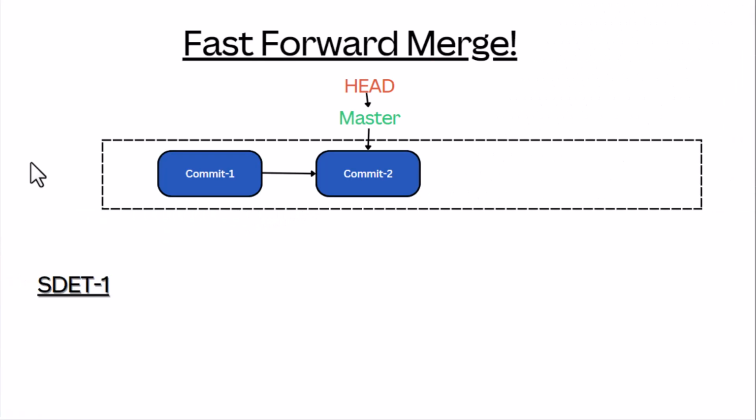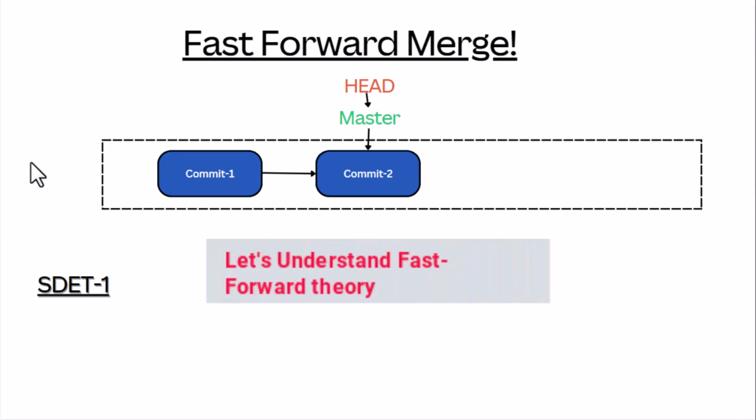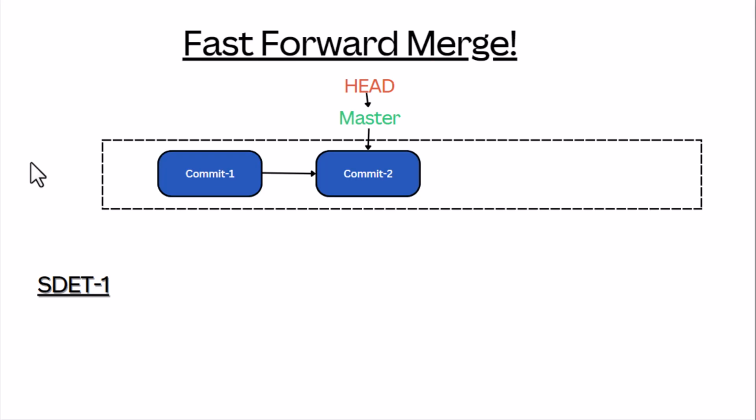Let's understand now how the merge process works in Git. So there are two strategies which could be used. One of them is fast forward merge. Let's have a look how it works.